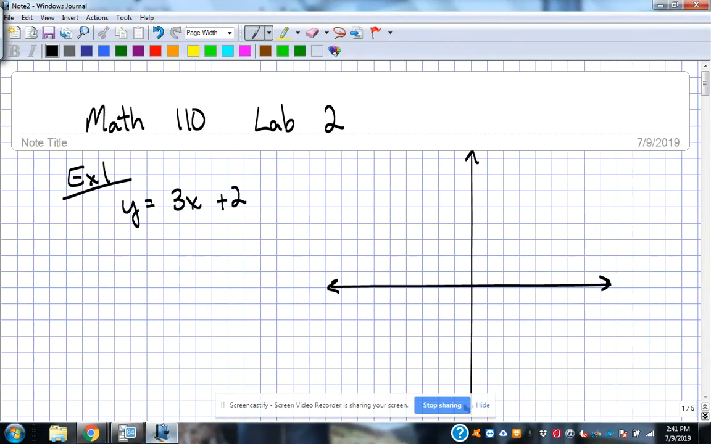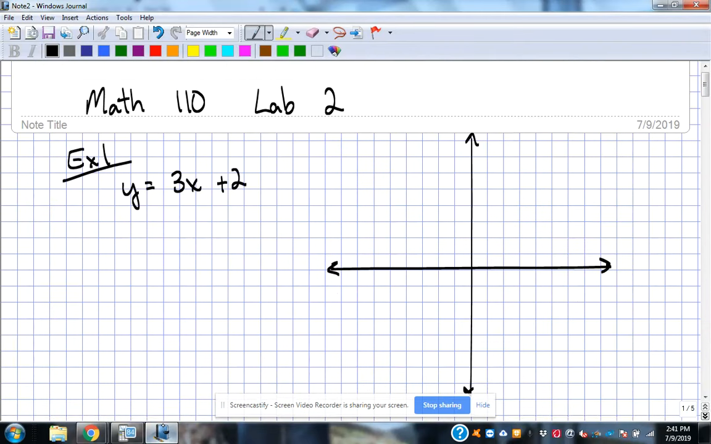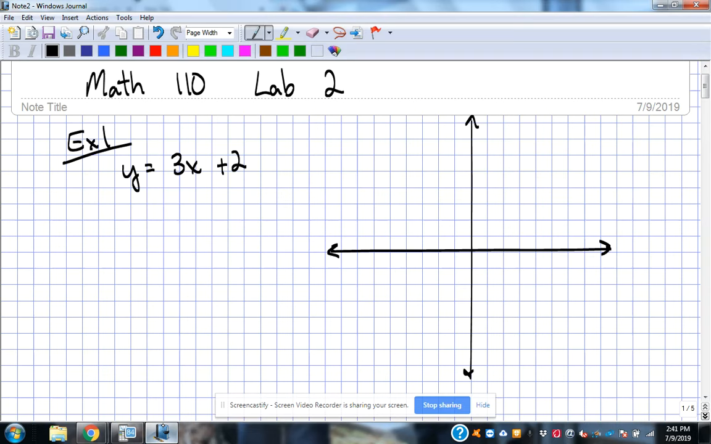Lab number 2. I'm going to review some graphing techniques. We'll do it by hand and also with the calculator. So we'll start with just a basic linear equation. This is in slope-intercept form. Remember, it was y equals mx plus b. M is the slope. The y-intercept is b.